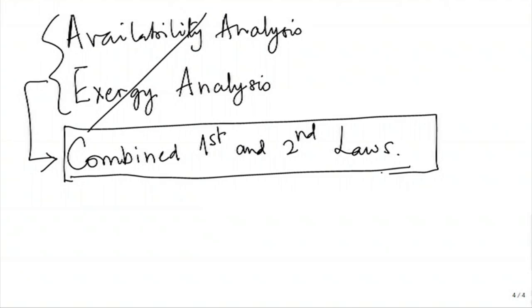Without worrying about this lecture, except that there are certain terms which are used in the traditional treatment of availability and exergy, which the students need to know. So, remember that our availability analysis or exergy analysis is nothing but the combined application of first and second law plus lots of definitions of terms.